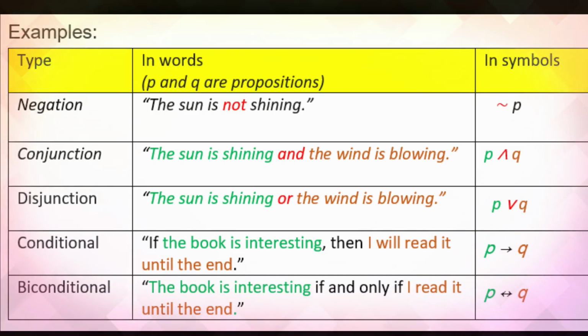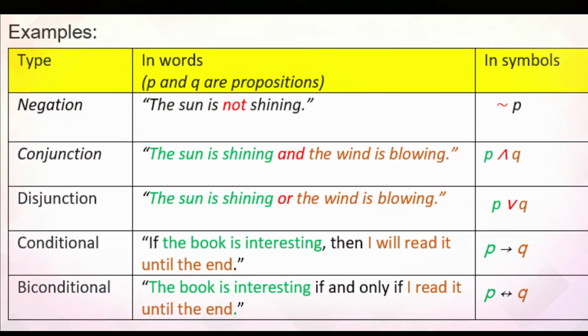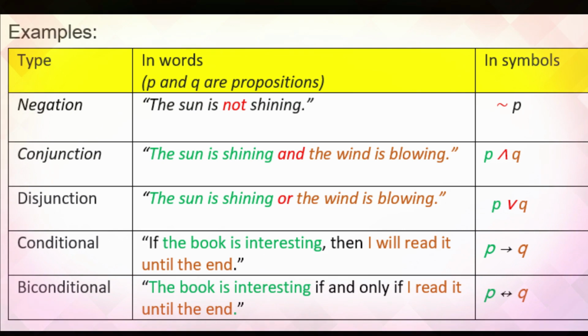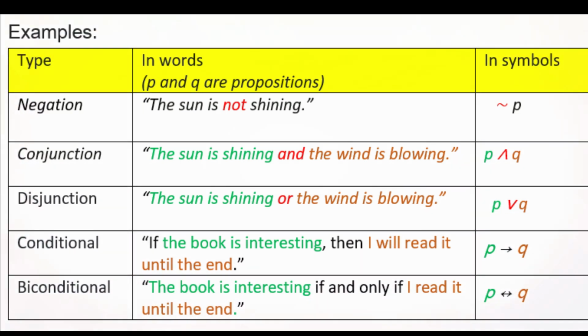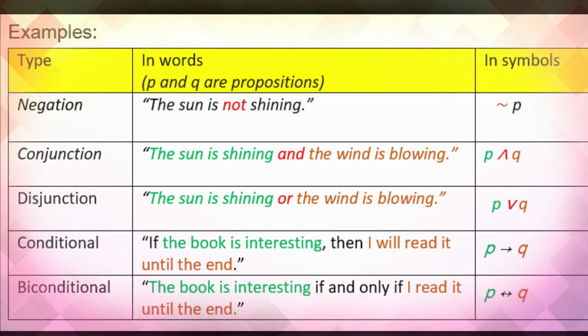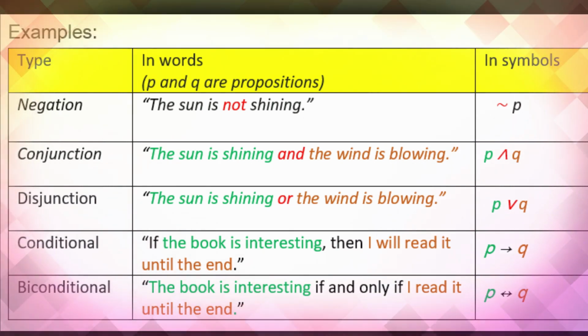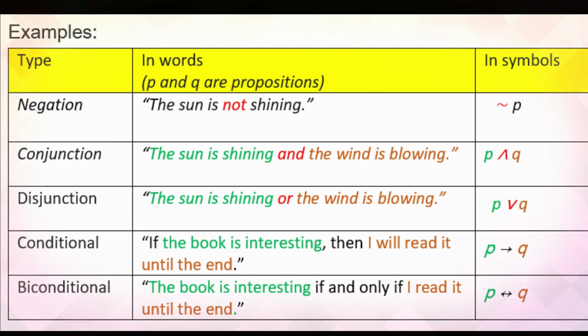We will use the connective in words and then in symbols. Okay? So in symbols, we will use P, Q, R, and so on. We'll start with P. And then for the connective, we will use the symbol for the negation, conjunction, disjunction, conditional, and biconditional. Our previous example is the sun is shining, right? Simple proposition, one sentence. And then to make it in a negation form, I typed the sun is not shining. We have the clue, not.